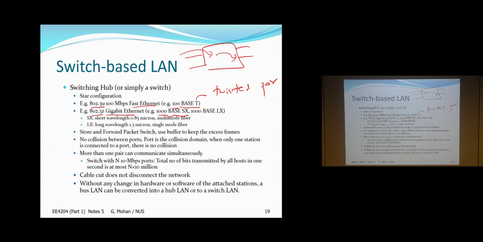1000BASE-SX, 1000BASE-LX. 1000 stands for 1000 Mbps, that means 1 Gbps. And what is this SX and LX? That's with respect to the optics, optical transmission. SX means the transmission is on 0.85 micron, which we call short wavelength. S stands for short wavelength. The kind of fiber used is multimode fiber.